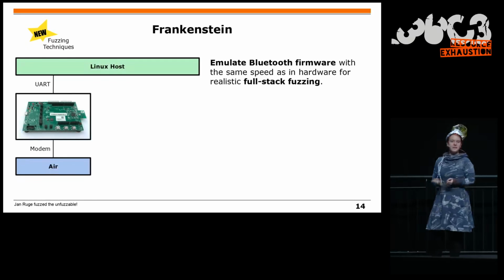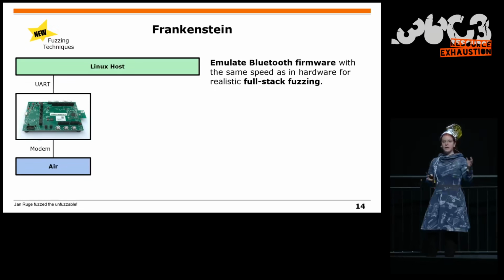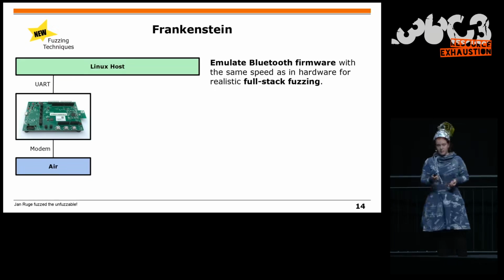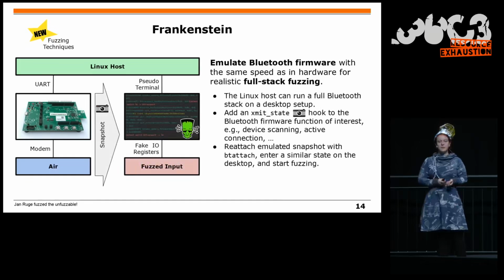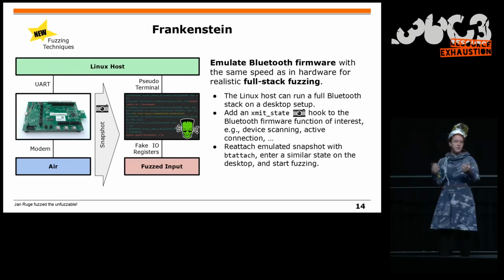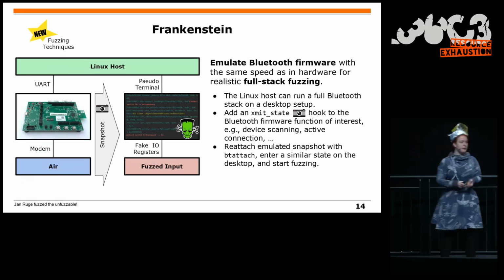What does Frankenstein do? It's running on an evaluation board, just a normal Bluetooth board that's connected to a Linux host over UART, and a modem over the air. Then you snapshot that thing, emulate it, and give it fast input attached to the real host. That means if you find a vulnerability, it might be within any of the components, so it might also be on the Linux host, or it might be something full stack. Something that starts on the chip, gets to the host, requests further things, and then goes back to the chip. So you could build quite complex stuff.